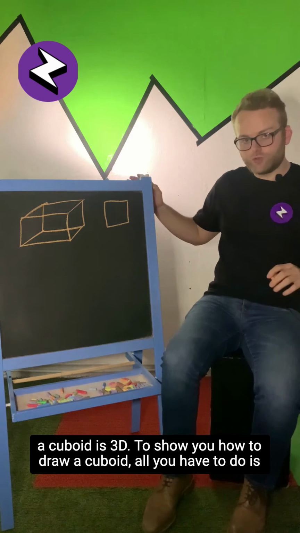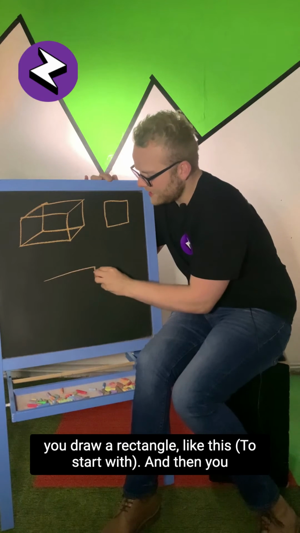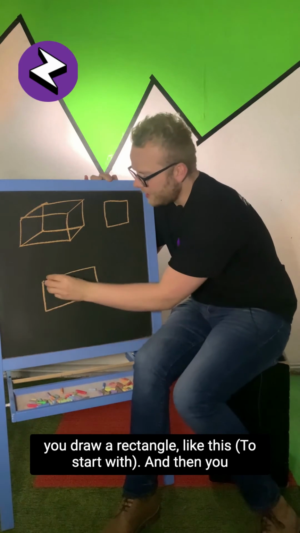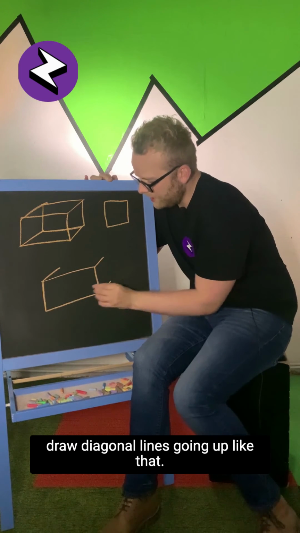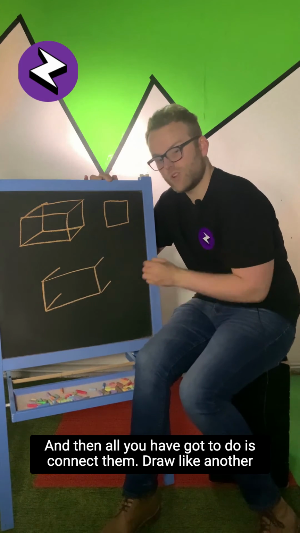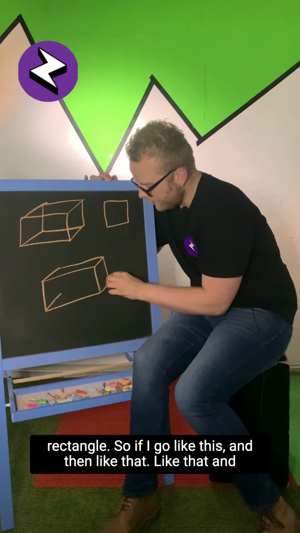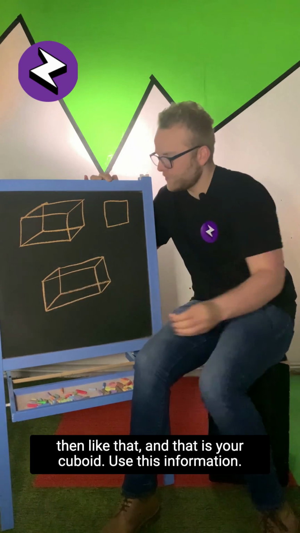And to show you how to draw a cuboid, all you have to do is draw a rectangle like this, okay, to start with, and then you draw diagonal lines going up like that, and then all you've got to do is connect them, draw another rectangle. So if I go like this, and then go like that, and then like that, and that is your cuboid.